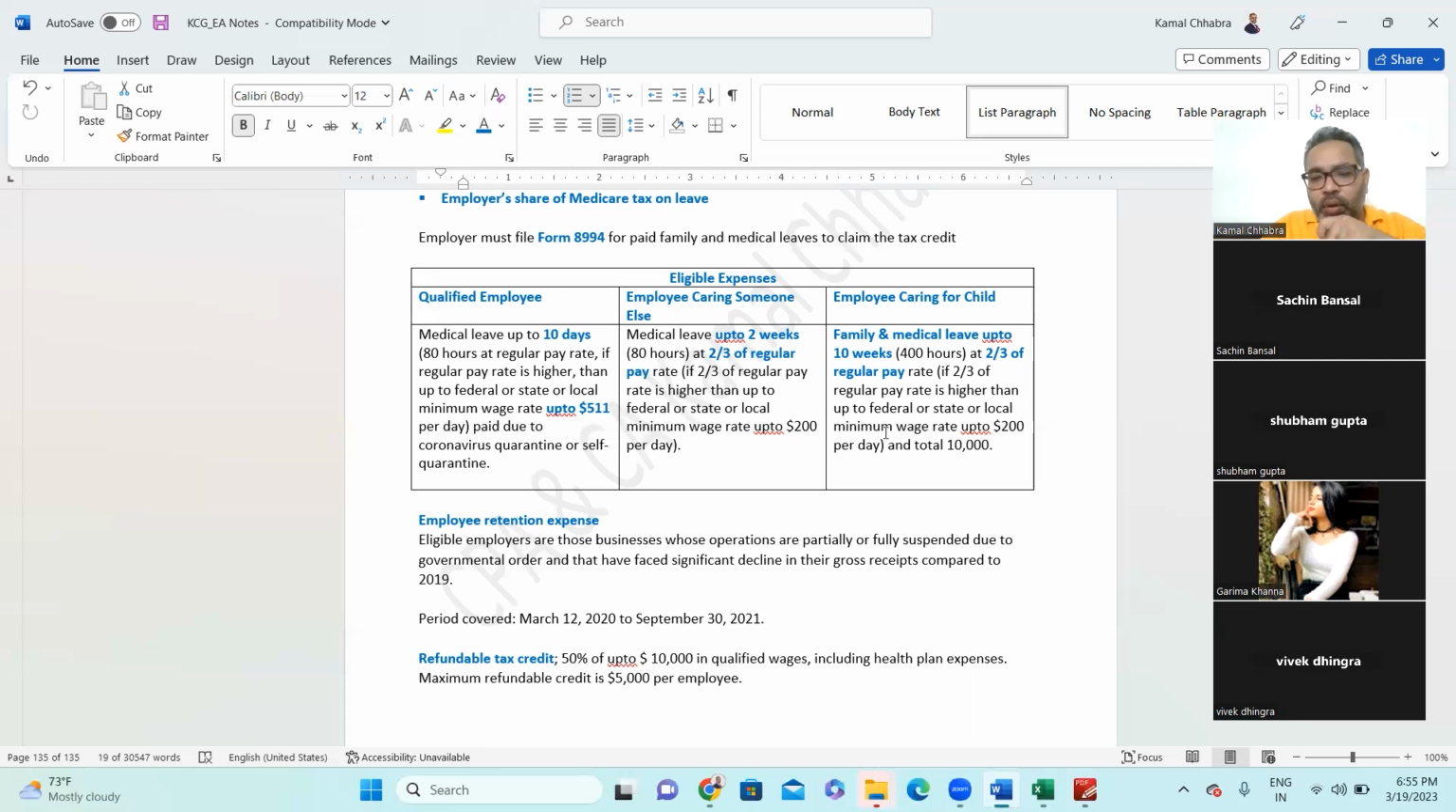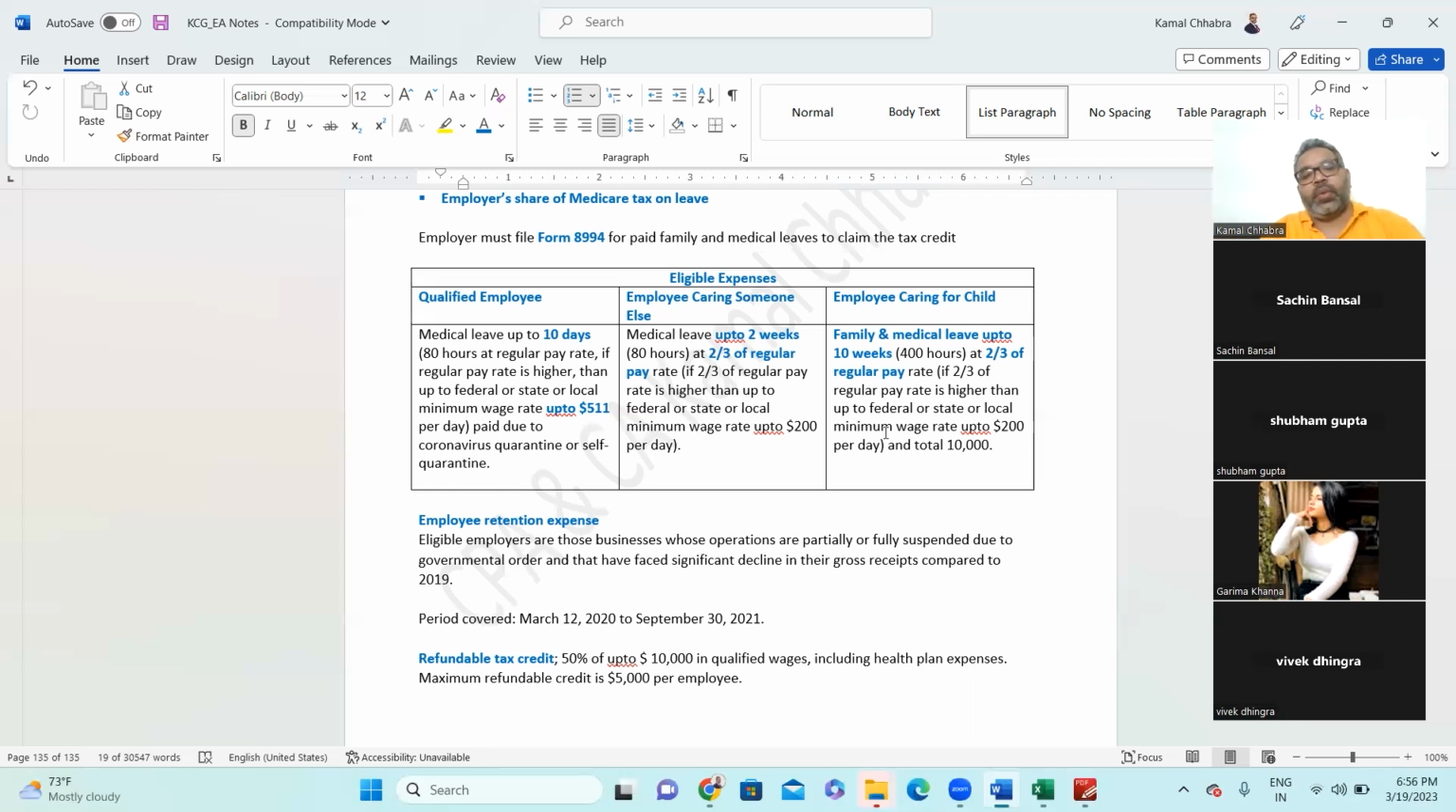If two-thirds of the regular pay is higher, then at minimum you need to pay $200 a day. That means $10,000 for 10 weeks. Make sense? Up to this much amount, whatever is covered, 12 to 25% is eligible for the tax credit. Any doubt here? So far so good?